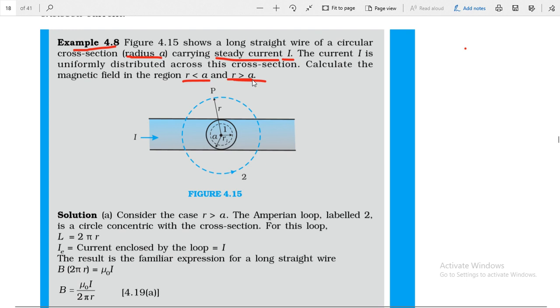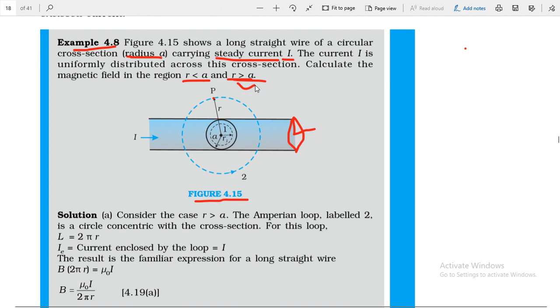Now you can see figure 4.15. Suppose this one is a cylindrical conductor and this one is the cross section. You can see the circle. The radius of this circle is small a. Suppose this is the point P outside this conductor. We want to find the magnetic field at this point P. This one is the second case.